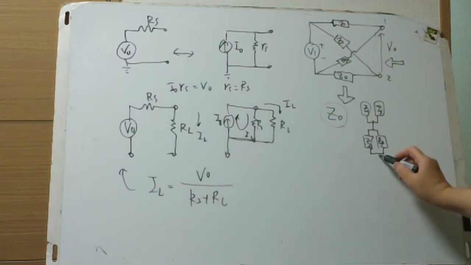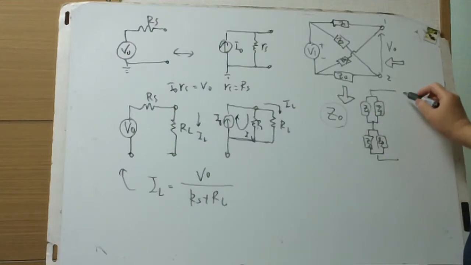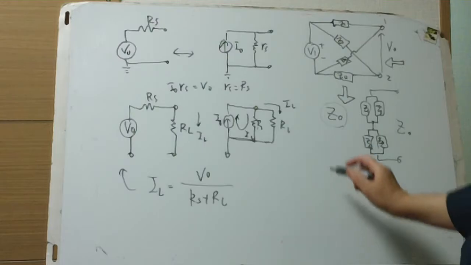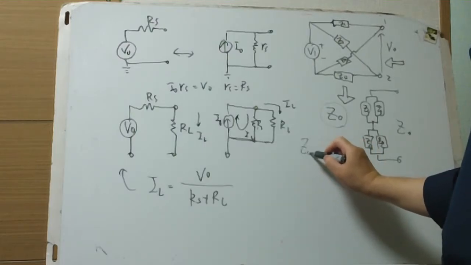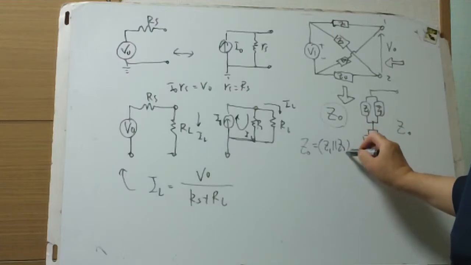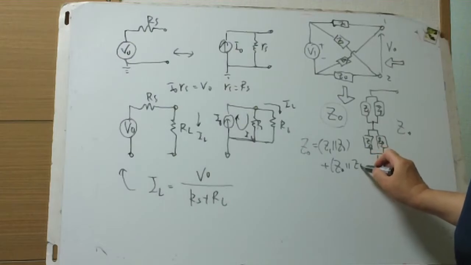So this is this parallel and series combination. The impedance is Z0. So Z0 equals Z1 in parallel with Z3, in series with Z2 in parallel with Z4.